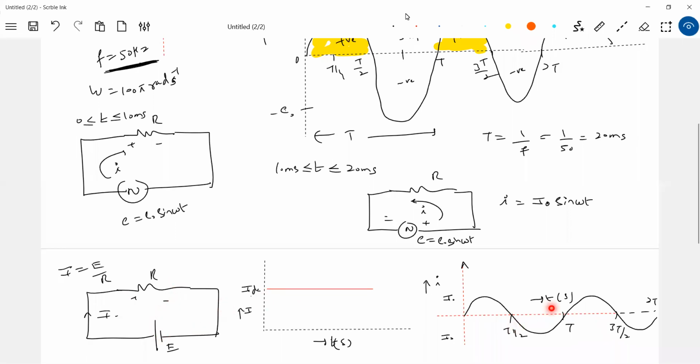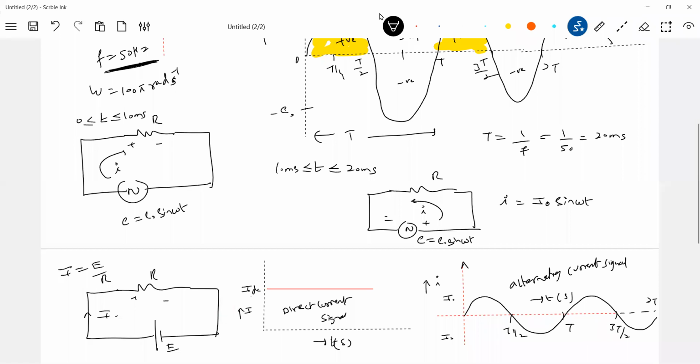Here, it's an alternating current signal. The magnitude will change and also the direction. So it alternates. For every half cycle, it alternates. Therefore, it's called an alternating current signal. So you should be very specific about this one. This is called a direct current signal. This is called an alternating current signal.